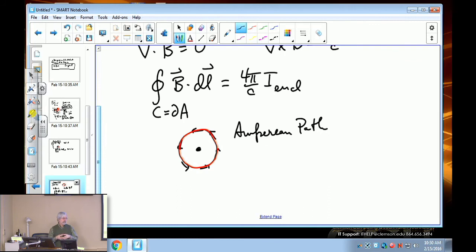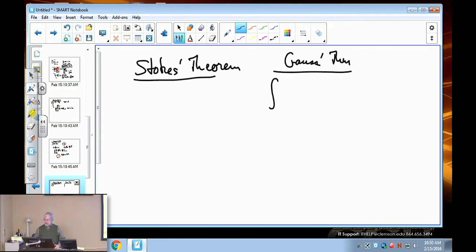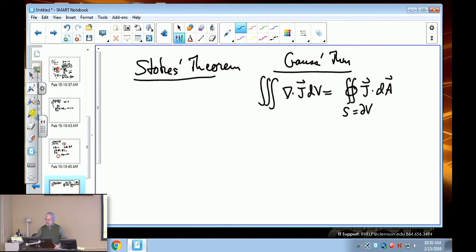Now, related to this is Stokes' theorem, which is analogous to Gauss's theorem. Gauss's theorem was that the volume integral of the divergence of a field was equal to the flux of that field coming out from the surface that bounds that volume. That's simply another way of writing, really, what comes back to the definition of the divergence.